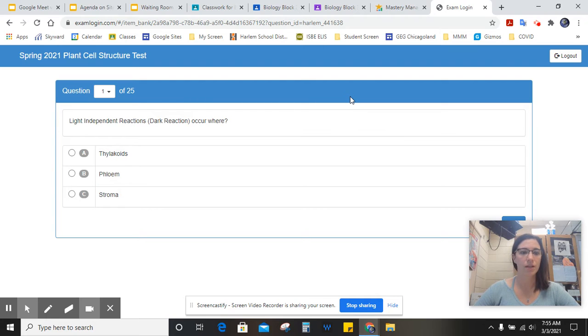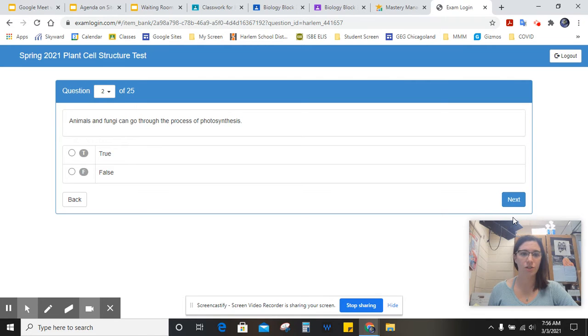Question 1. The light-independent reactions occur where? A, the thylakoids, B, the phloem, or C, the stroma. Question 2. Animals and fungi can go through the process of photosynthesis. True or false?